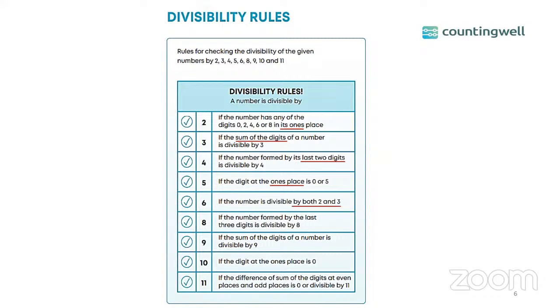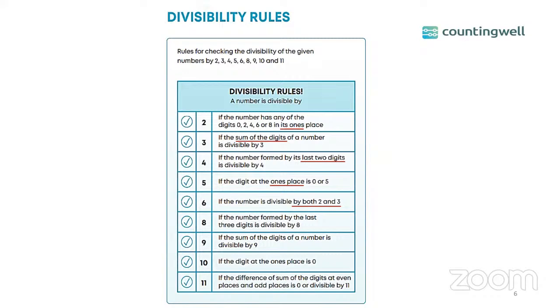If the digit at the ones place is 0 or 5, then we say that number is divisible by 5. If a number is divisible by both 2 and 3, then we say that number is divisible by 6. That means the number should be divisible by both 2 and 3. If the number is only divisible by 2 but not by 3 or vice versa, then we cannot say that the number is divisible by 6.